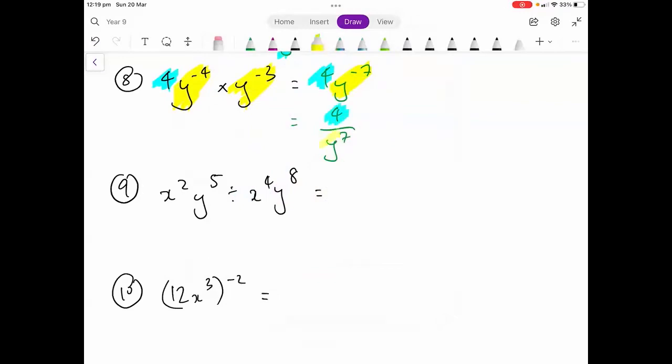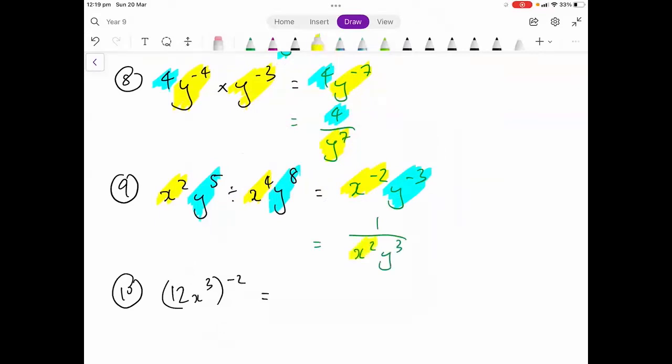Question 9, we have a division sign in the middle there, so we resolve that first. X squared divided by x to the power of 4. 2 take away 4 is minus 2, so that's x to the power of minus 2. For the y's, we do 5 take away 8, that's minus 3. So that's y to the power of minus 3. Both of those are negative, so they both move to the denominator. 1 over x to the power of 2, y to the power of 3.